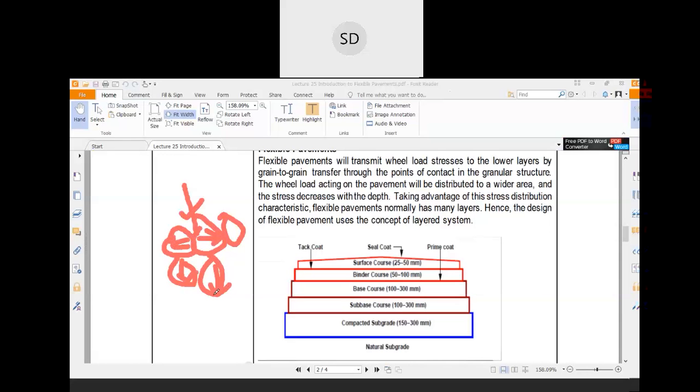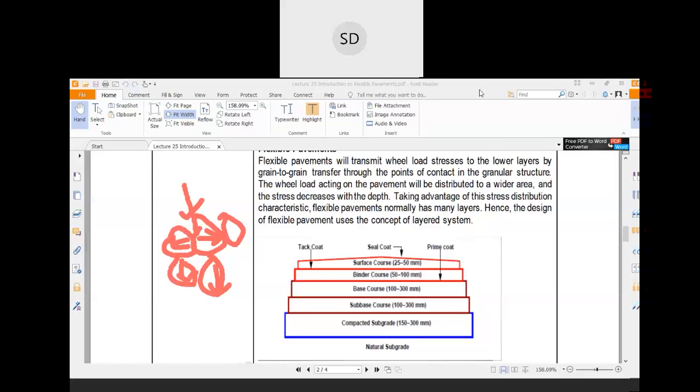the stress imposed over the top layer will get reduced because the area of dispersion would be higher than the top layer, and the intensity of the loading, or stress, would be reduced. Now, taking advantage of the stress distribution characteristic, flexible pavements therefore have different layers. And therefore, as the stresses would be higher at the top layer and very much lower at the bottom layer, superior materials are used in the top layer.